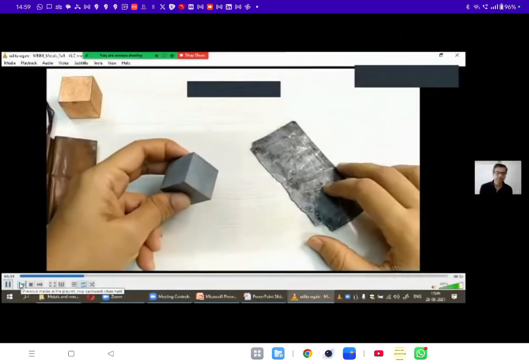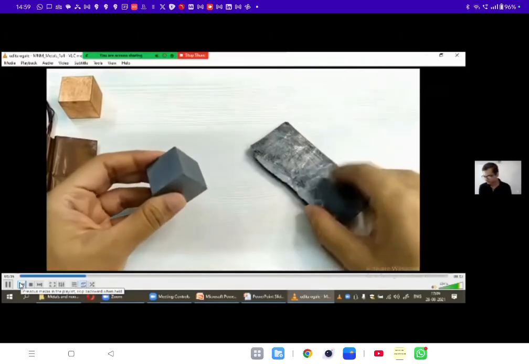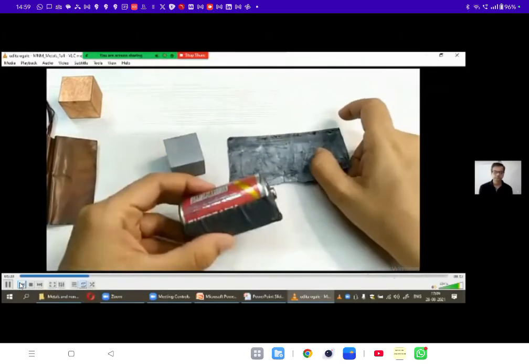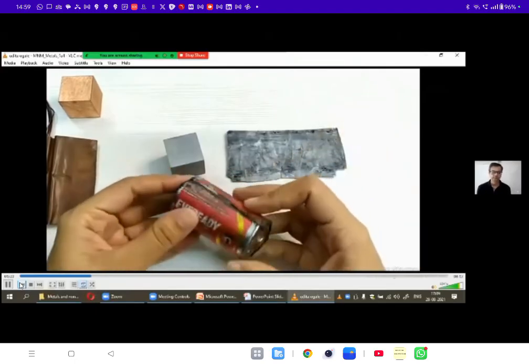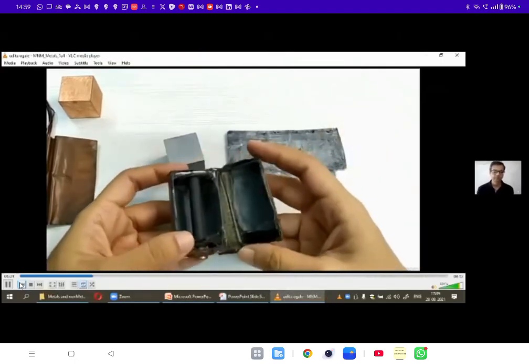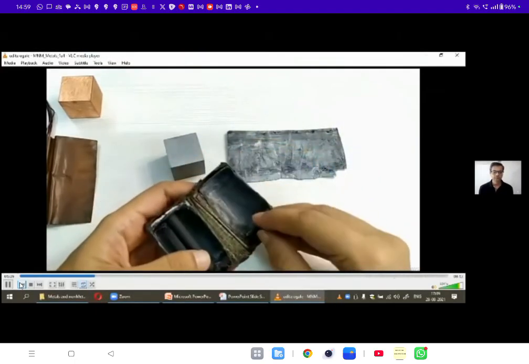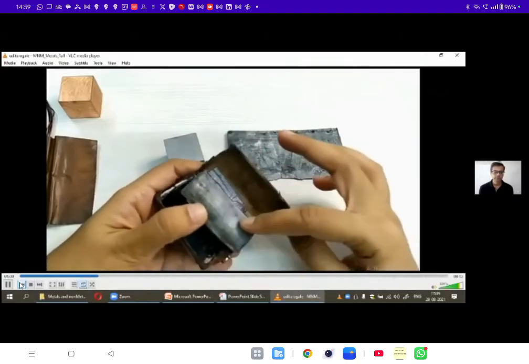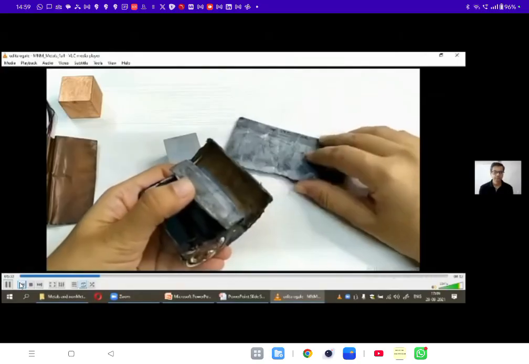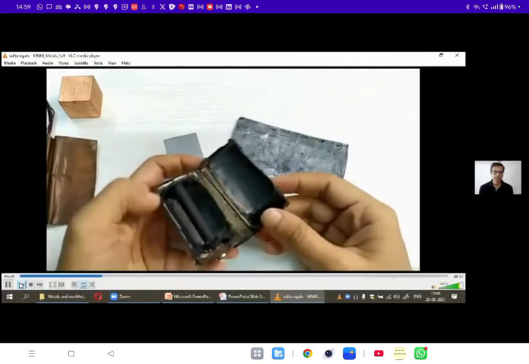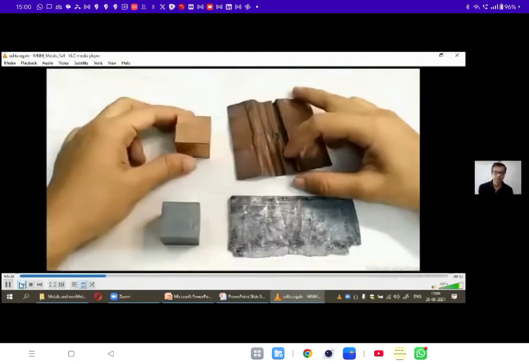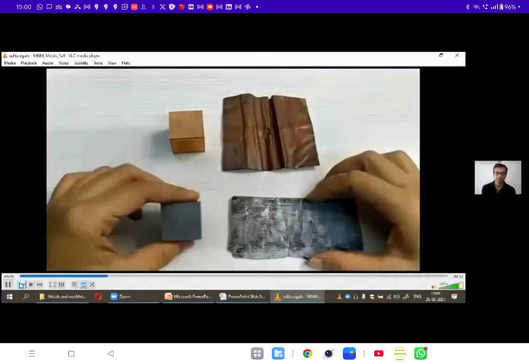The next metal is zinc. This is a zinc cube, and this is a sheet made of zinc metal. You must have seen a dry cell like this. Inside that, this zinc sheet is used. Over here, this is the zinc sheet inside. This sheet is also taken from a dry battery cell. So this was copper metal, and this was zinc.